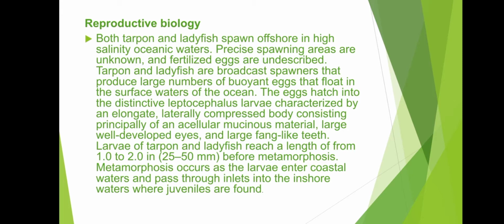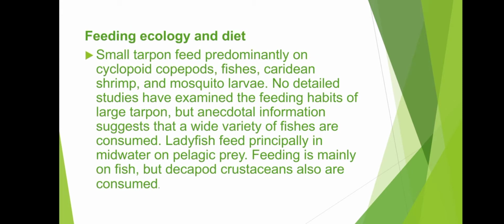The eggs hatch into the distinctive leptocephalus larvae characterized by an elongate, laterally compressed body consisting principally of an acellular mucinous material, large well-developed eyes, and large fang-like teeth. Larvae of tarpon and ladyfish reach a length of from 1.0 to 2.0 inches or 25 to 50 mm. Metamorphosis occurs as the larvae enter coastal waters and pass through inlets into the inshore waters where juveniles are found.